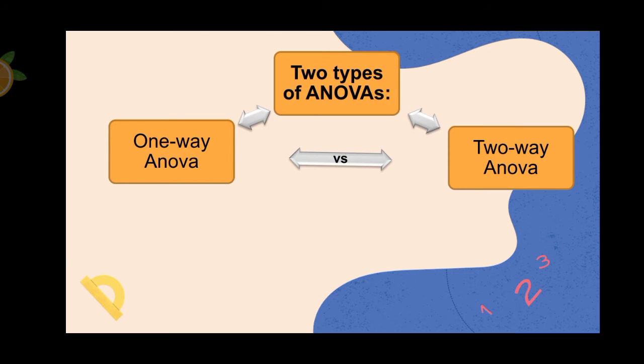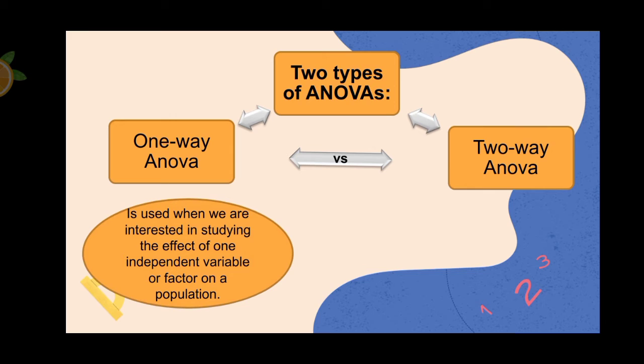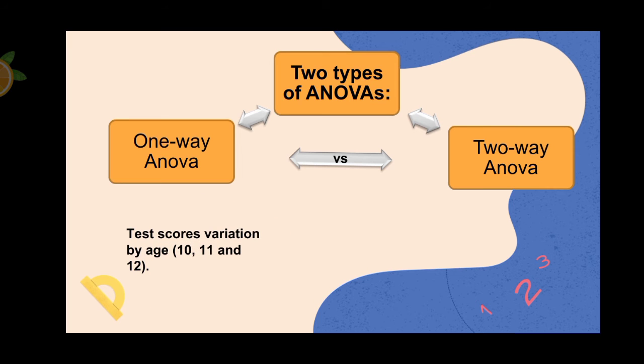So we have two types of ANOVA, the one-way ANOVA and the two-way ANOVA. One-way is used when we are interested in studying the effect of one independent variable or factor on a population. So in a one-way ANOVA, there is only one independent variable, or only one factor, affecting a dependent variable. For example, we have test scores variation by age, like we have 10, 11, and 12. You're grouping them by their age, and that is our independent variable. And our test scores would be our dependent variable.